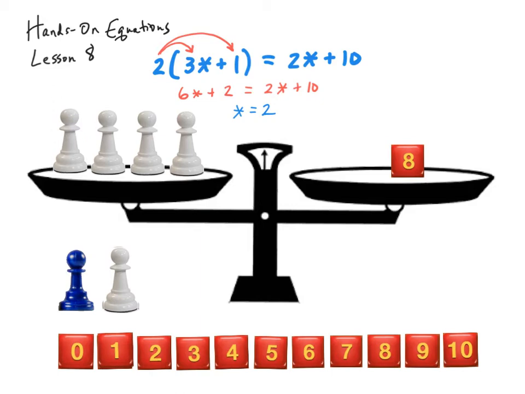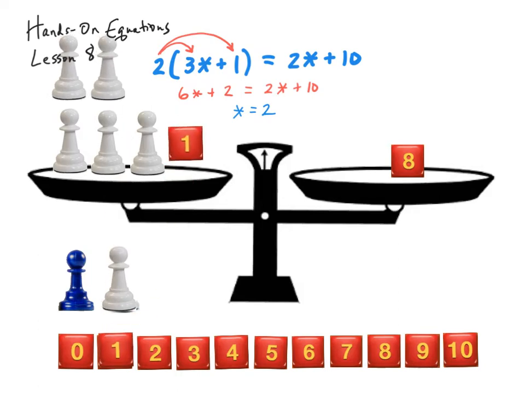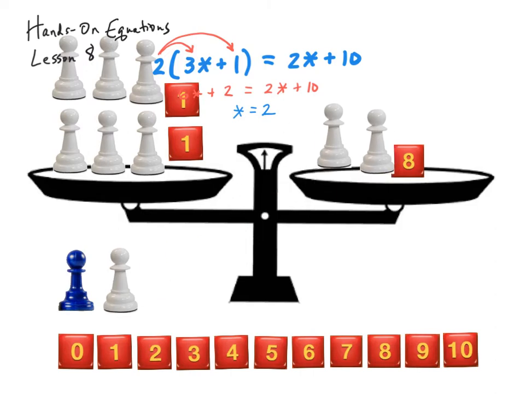Remember to complete the check to make sure you didn't make any mistakes. And when you do the check, go back to the original equation. In the original equation, I had 3 stars plus 1. I'm going to move this one out of the way. 3 stars plus 1. And then I had that twice. So another 3 stars and a 1. And then on the right-hand side, I had 2 stars and a 10.